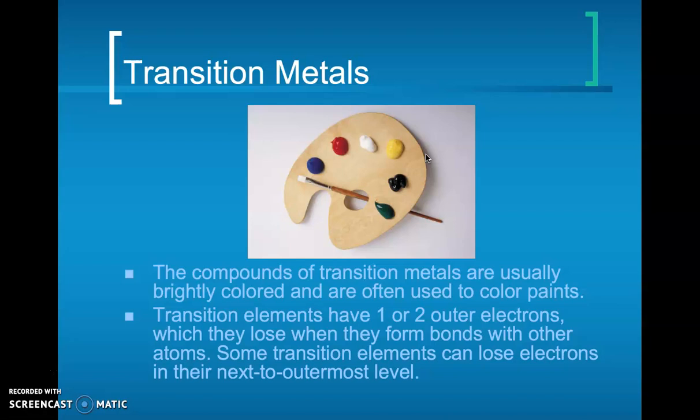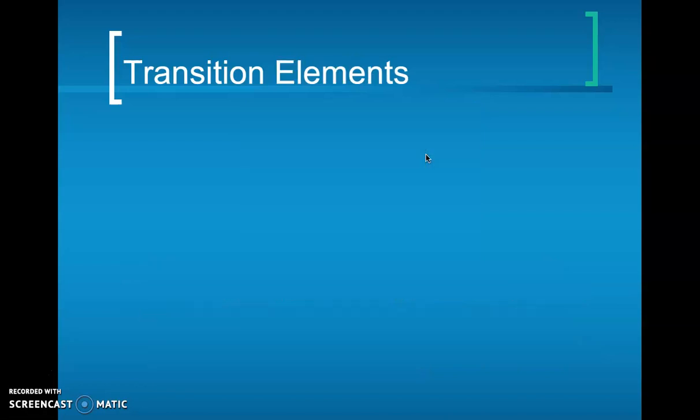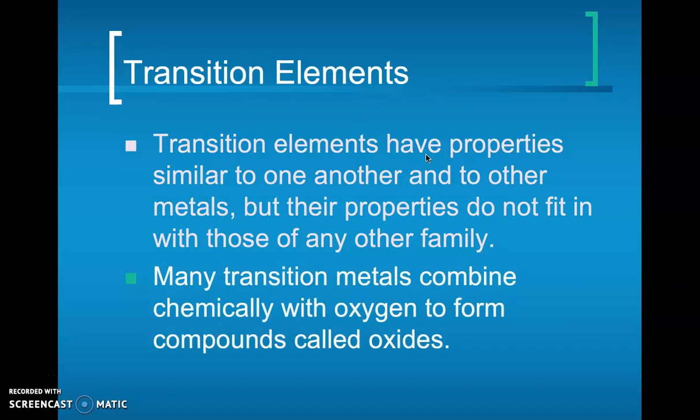Some transition elements can lose electrons in their next to outermost level. Okay, again, not something super important for you to know right now. Just know that they can have varied charges. So the other ones have a set charge that they're going to take on. The transition elements can have varied charges. Transition elements have properties similar to one another and to other metals, but their properties do not fit into those of any other category or any other group or family. Many transition metals combine chemically with oxygen to form chemicals called oxides.